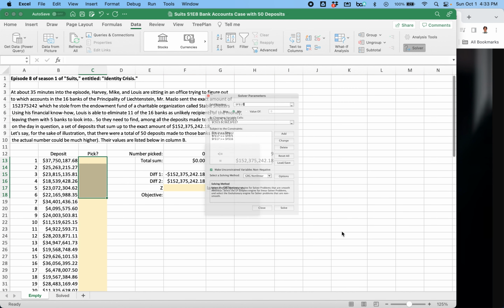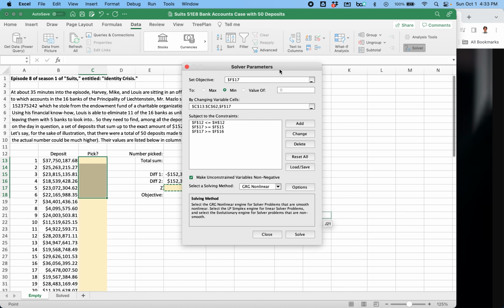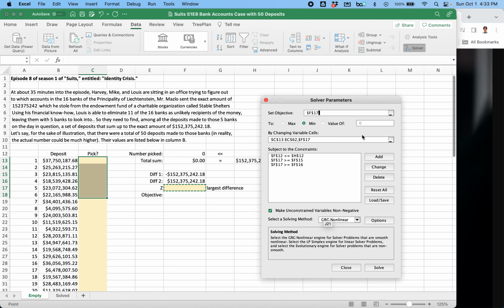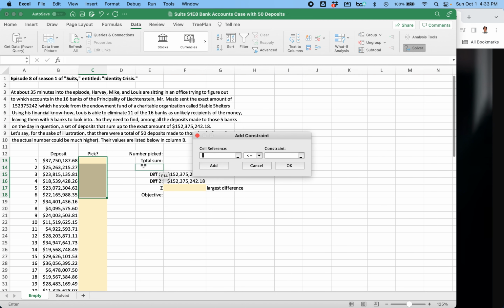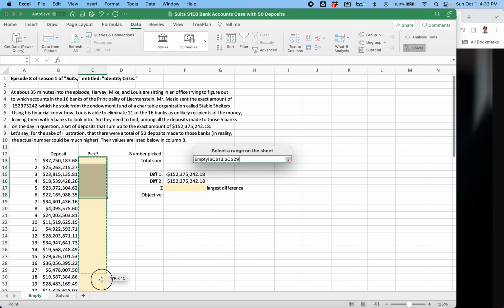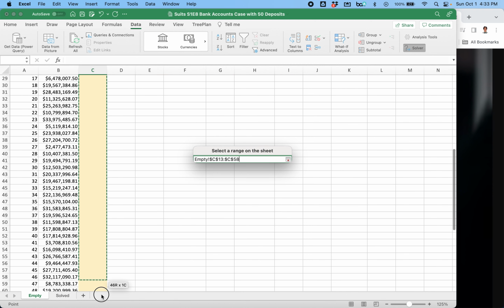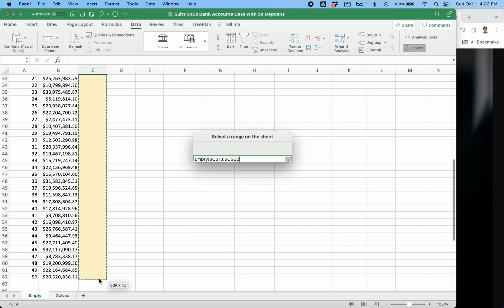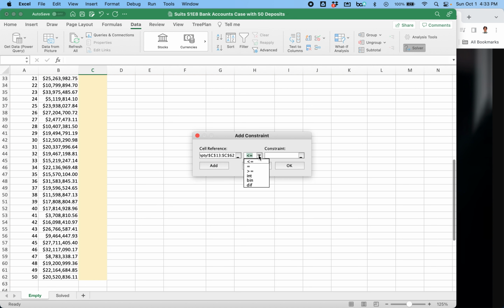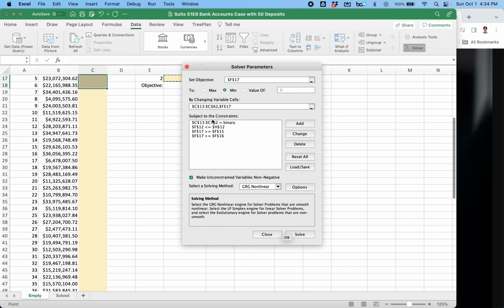Great. So if I do that, the last thing I need to do now is to tell solver, by the way, these variables are not quantities or fractions or anything like that. They are actually yes-no decisions. Should I pick this deposit as a member of my collection of deposits? So I'm imposing the binary condition on these cells. So now we're ready to go.